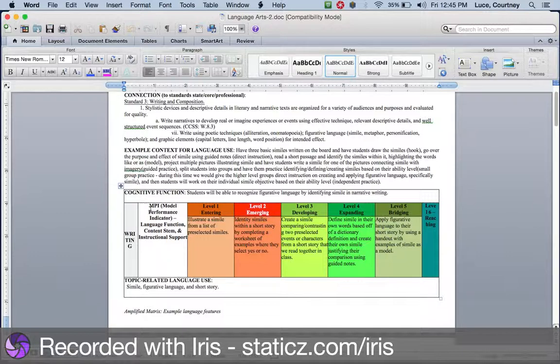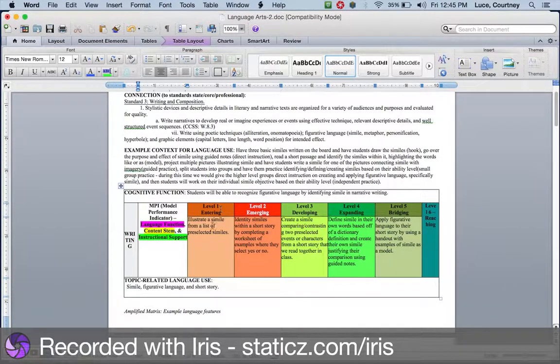Now, the next piece is model performance indicator, and these are our model performance indicators for level 1, 2, 3, 4, and 5. And the model performance indicators are basically things that indicate that they are able to perform this task. And so it's made up of 3 different parts, and I'm just going to highlight these here. We have the language function, we have the content stem, and we have an instructional support. And the language function, content stem, and instructional support are the 3 components of each of these.